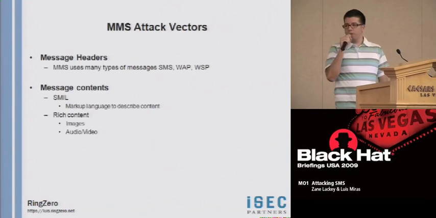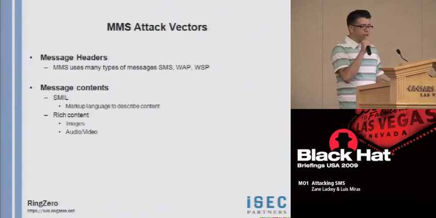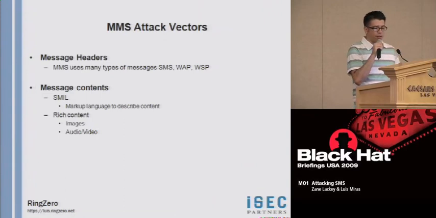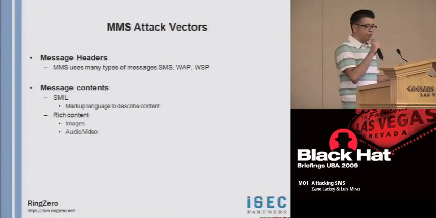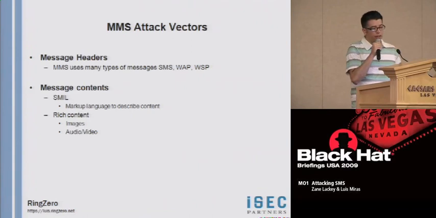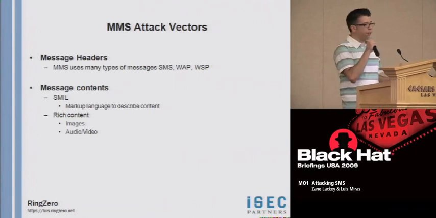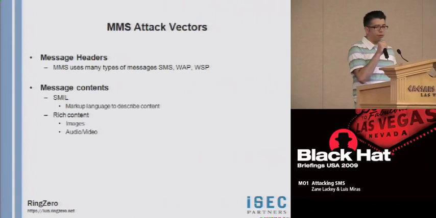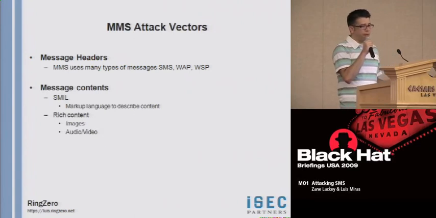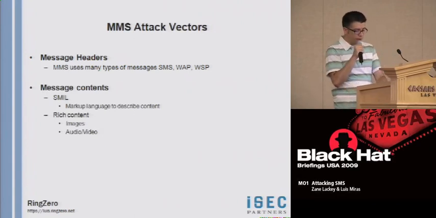So MMS provides a lot more attack vectors. There's message headers. There's different types of messages. There's SMS. There's WAP. There's WSP. It's all part of MMS. On top of that, you have a markup language similar to HTML called SMIL. And then you have the rich content. Images and video. We've seen vulnerabilities in pretty much every image library, libtiff, JPEG, PNG over the past few years.